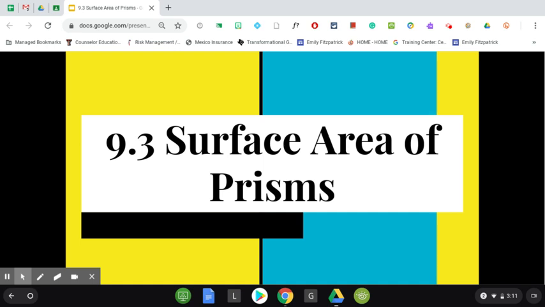Let's get started. If you would like to take notes, you can take notes on your own paper. I suggest that you do so that you have them for the assignment. Also, for a calculator, you could use the Desmos scientific calculator that I posted the link for in today's assignment. All right, let's get started.